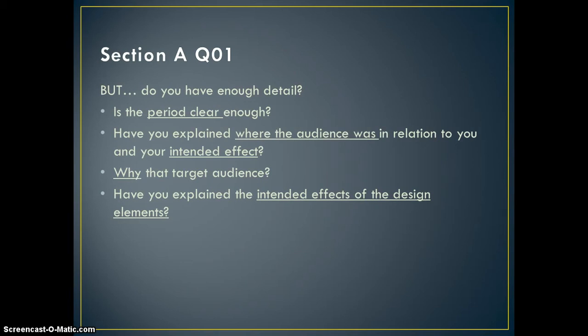Alright, don't just try to say, well, those were the people who came to watch us. You were under instruction to create a piece of theatre for a specific audience, and most of the time that audience was people of your age. But why would they be interested in the piece of theatre you created? And finally, explain the intended effects of the design elements. Make sure that's quite clear in your answer.